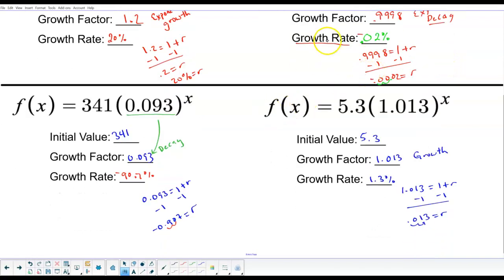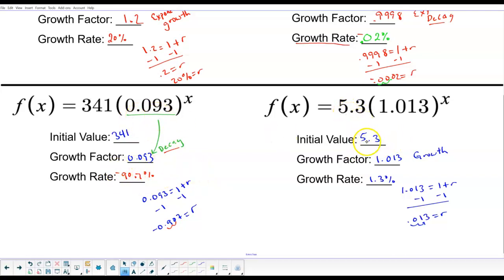It's kind of the same thing over here. My initial value was 341. The growth factor is 0.093, but it's actually a decay because this number is less than 1, which means we are growing at a rate of negative 90.7%, which means we're actually decreasing. We're taking away 90.7% of the quantity each time. So it's decaying pretty quickly.